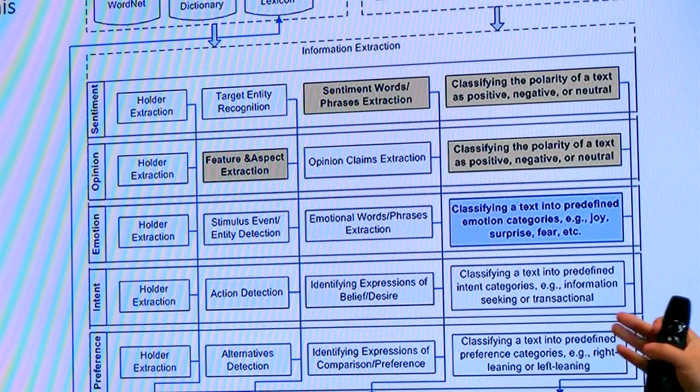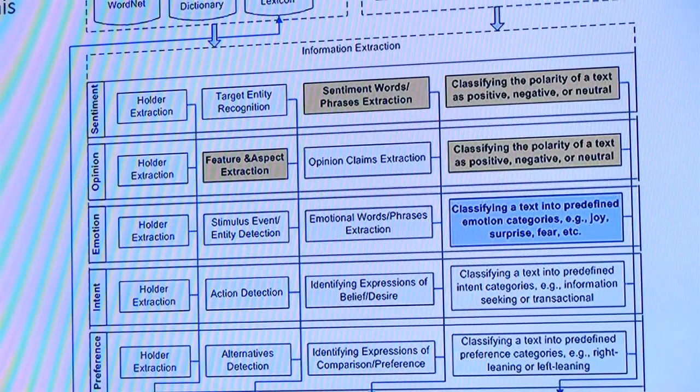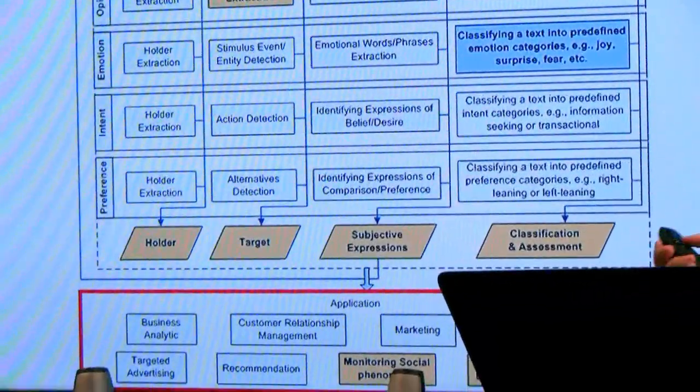After we extract these four components, the holder, target, expression, and classification, this information can be used to support different types of applications, like improving marketing strategy, improving online advertisements, predicting election results, or predicting the financial performance of a company.